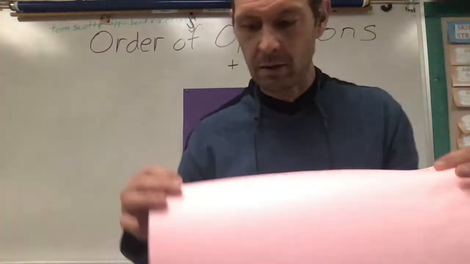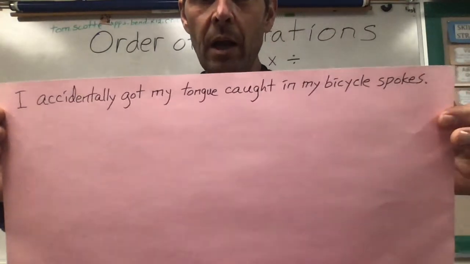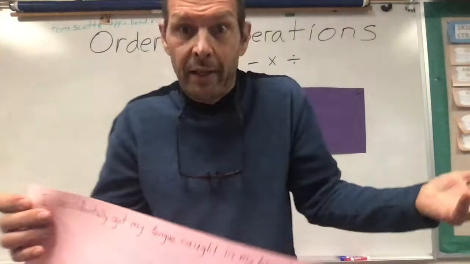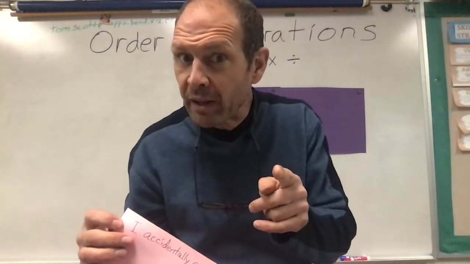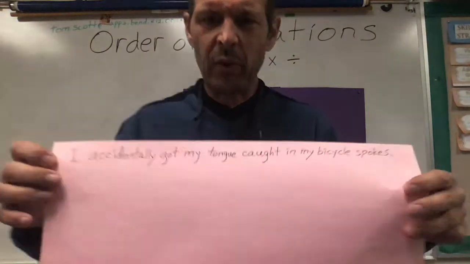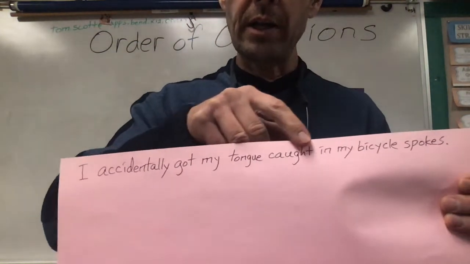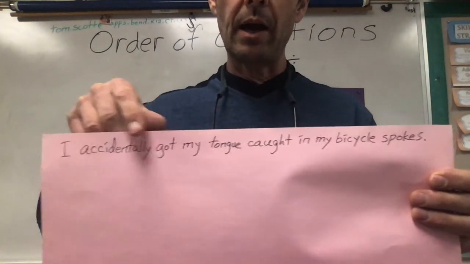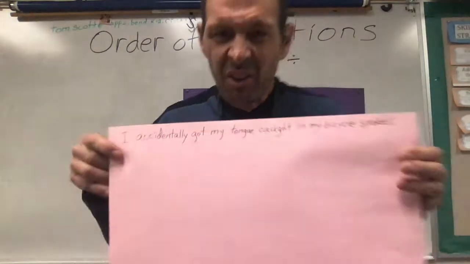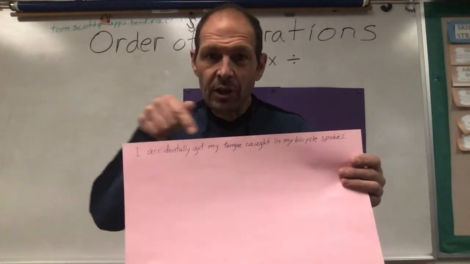Here's a sentence. I accidentally got my tongue caught in my bicycle spokes. Okay, that's a perfectly normal sentence. But what if we didn't read it from left to right? What if we went, caught in my bicycle spokes, got my tongue, I accidentally. Well, then it wouldn't make a lot of sense. You have to read it from left to right.